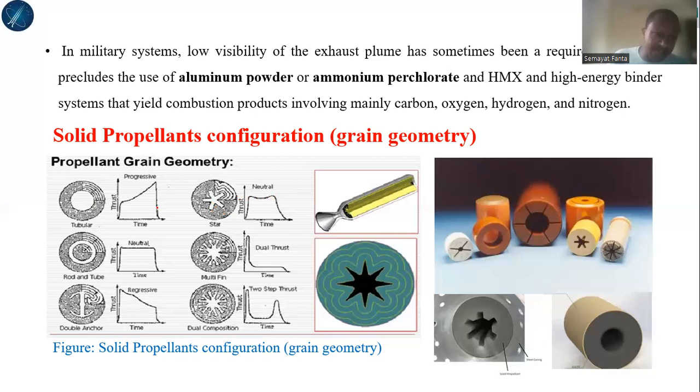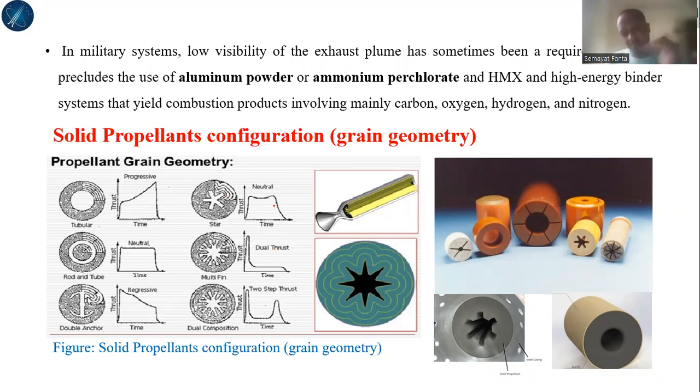And this type of burning is called progressive. This shows progressive. This one is neutral. Also here, this is neutral. And this is a regressive burning, where there is burning from outside to inside, from out to in. That means a regressive burning. During that time, we can see this type of thrust time curve.